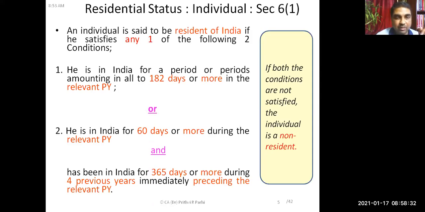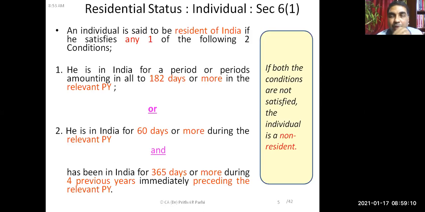Now you see, condition number 1. I request some of you to read the first condition. He is in India for a period or periods amounting in all to 182 days or more in the relevant PY, that is, previous year. So the first condition is that he is in India for a period or periods amounting in all to 182 days or more in the relevant previous year.